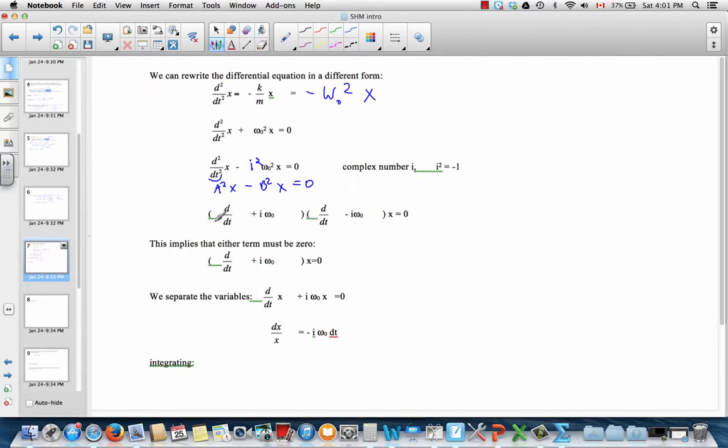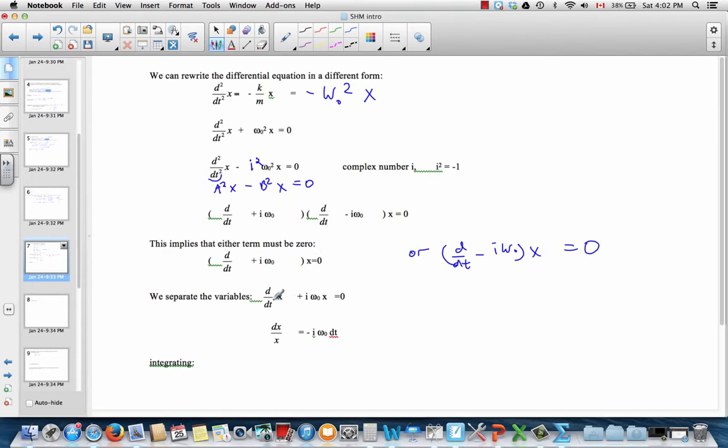Now these are really operators, but we can still factor them like this, as you'll see in advanced mathematics classes. Now, in order for those operators to act on a function of x and give 0, the operators themselves have to be 0, or they must operate on x individually and get 0. So either this one is 0 with the plus, or the other one, d/dt minus i omega naught acting on x, must be 0. So that just takes us down to an equation that's a little simpler to solve.